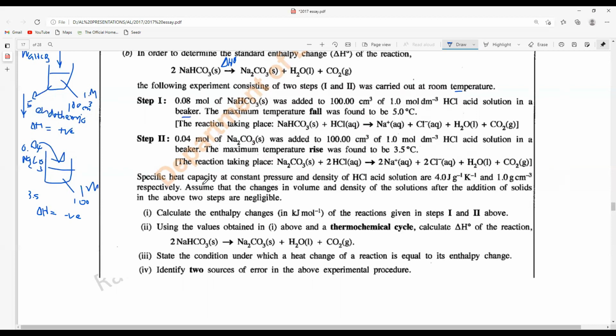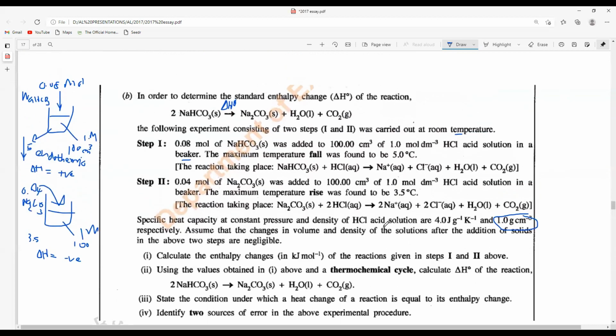And this is the reaction that is happening, and they have given some additional information. The specific heat capacity at constant pressure and the density of the solution are given. So the density is the density of water, which gives you the idea that if you use 100 cubic centimeters, the mass is 100 grams. That is what the density means, right? Assume that the changes in the volume and the density of the solution on the addition of the solid are negligible, so that is fine. Calculate the enthalpy change in kilojoules per mole of the reactions given in step 1 and step 2.